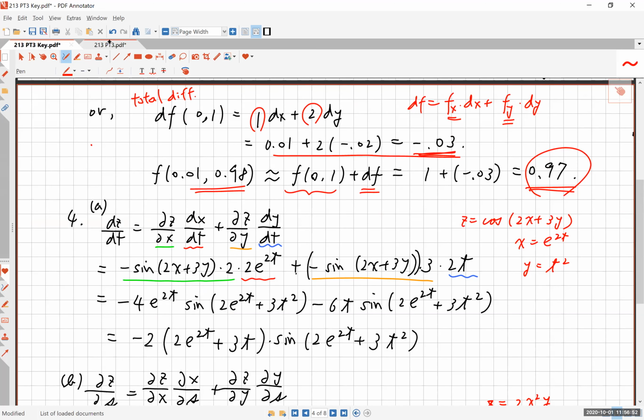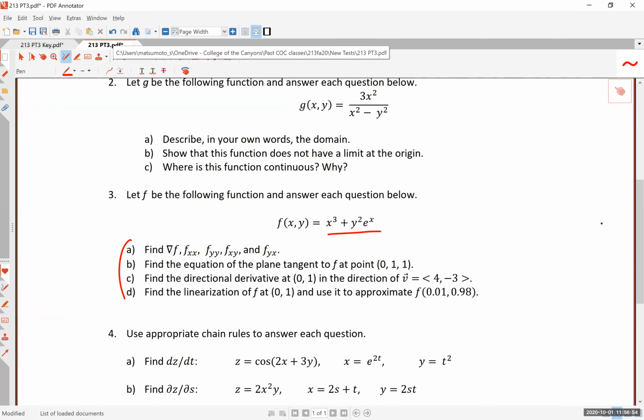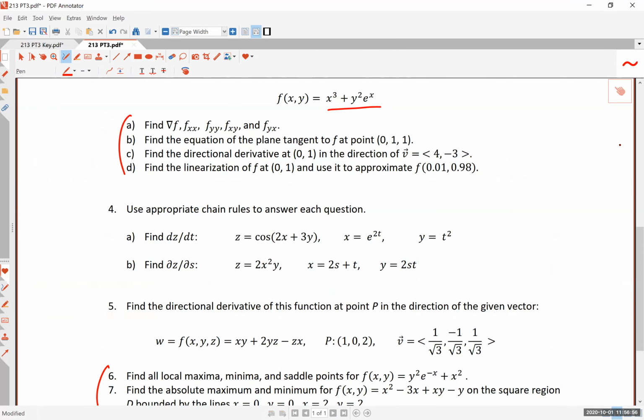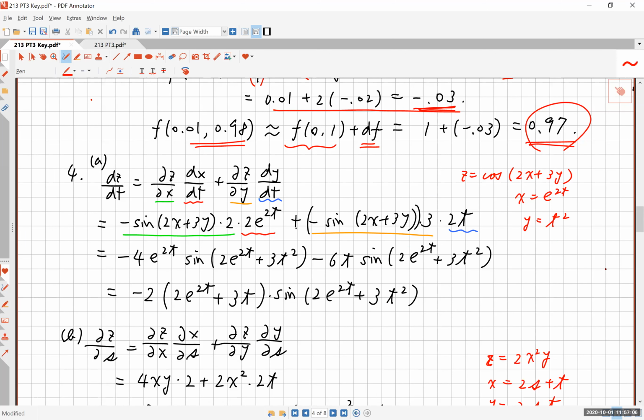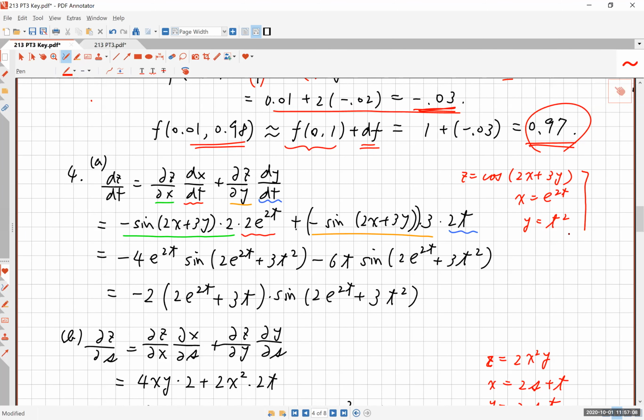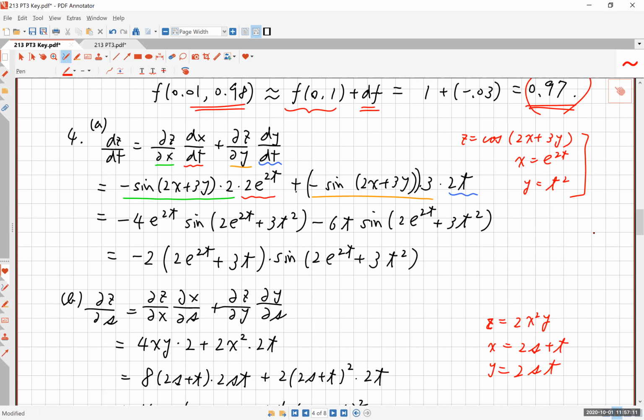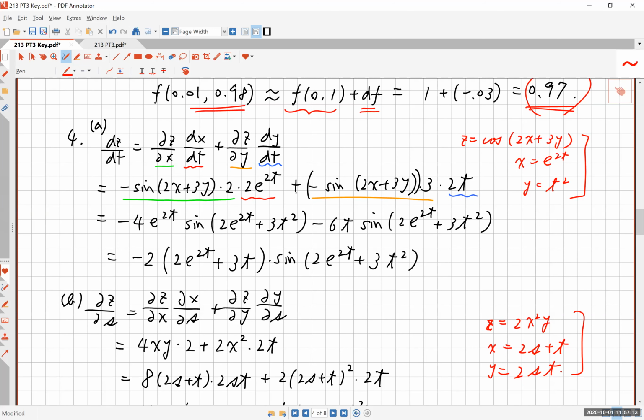All right, going back there, number 4, you are to use appropriate chain rules to answer each question, right? So I have given you z of x, y for the first one and z of x, y for the second one, so that we don't have to keep looking at these two different documents. Here I've written down those formulas given in the problem. All right, so part A, we are to use an appropriate chain rule to find dz dt, all right?